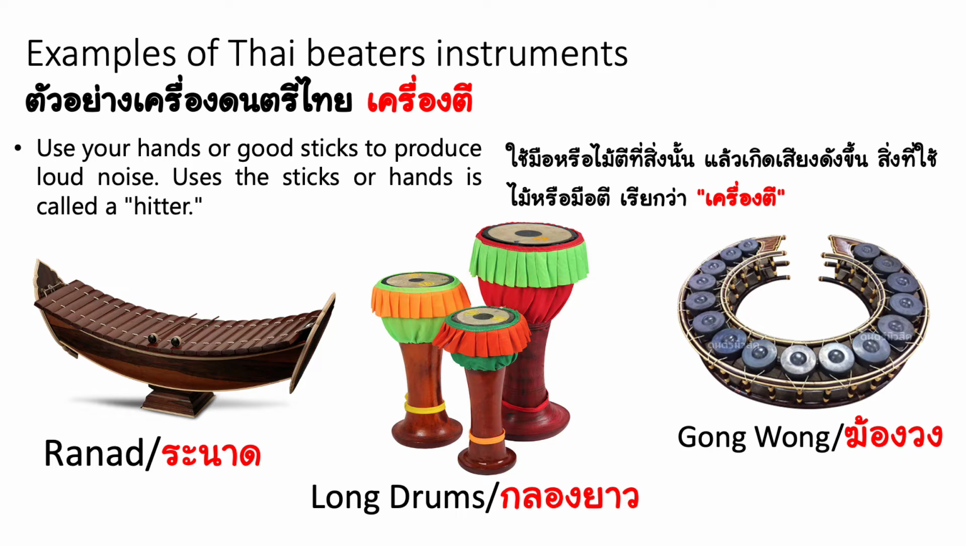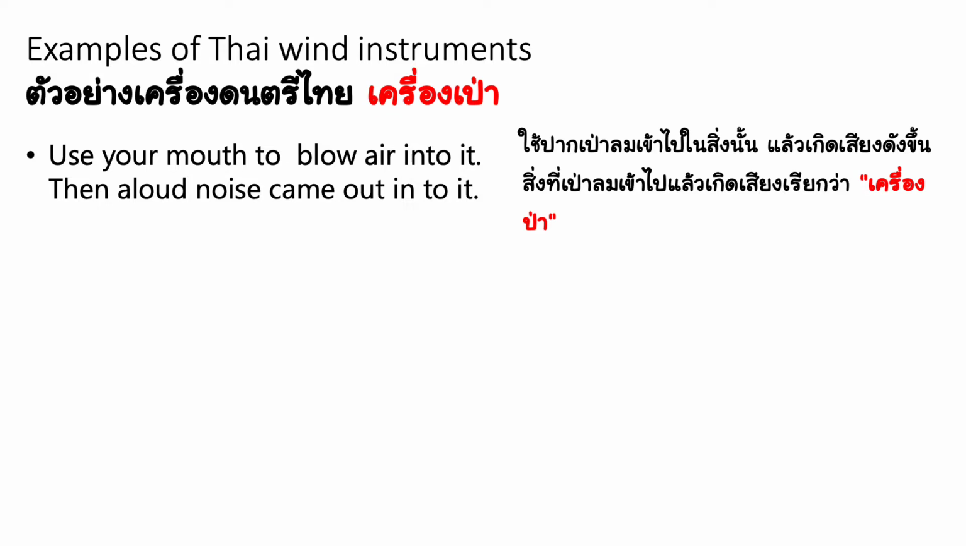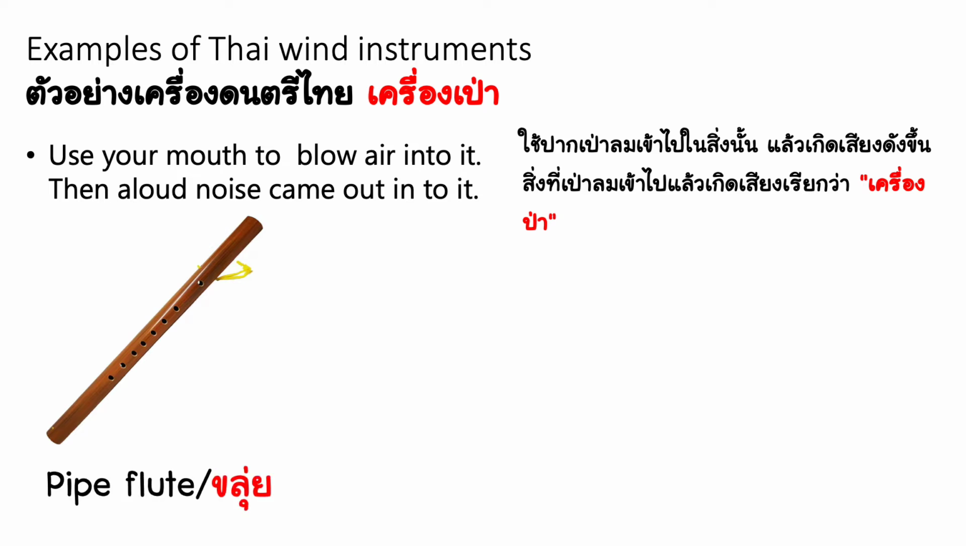Okay? Now the last Thai musical instruments are the Thai wind instruments. In playing these instruments, you use your mouth to blow air into them. Then a sound comes out. Okay? So these are the wind instruments: the pipe flute.